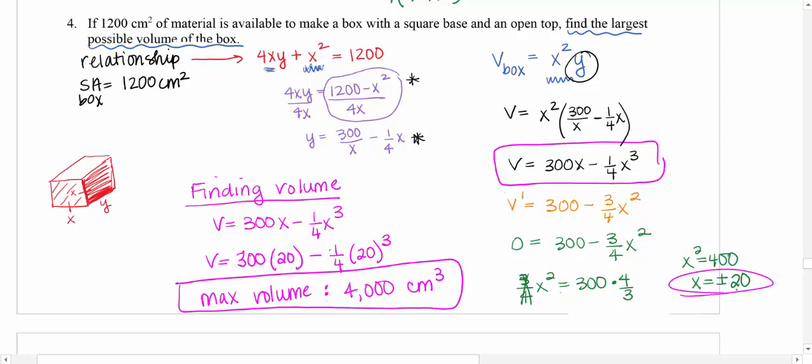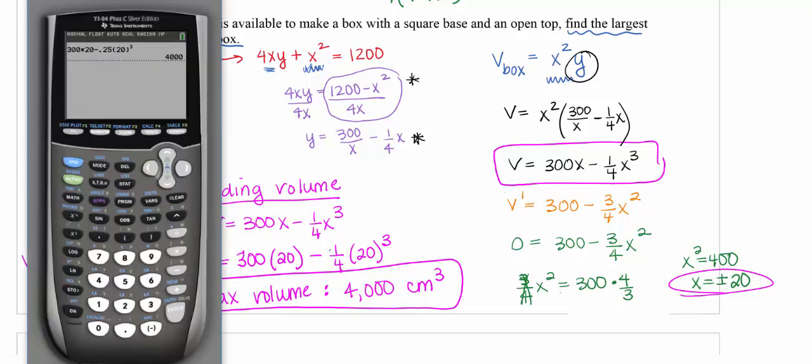Now, especially since I had options for my x, positive and negative 20, let's make sure that on a number line test, right, a first derivative test, that positive 20 is a maximum, right? So what I'm going to do is kind of think of that first derivative number line test here.